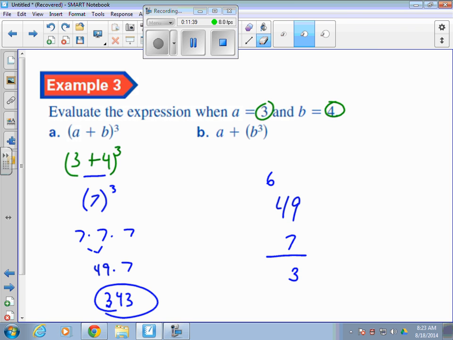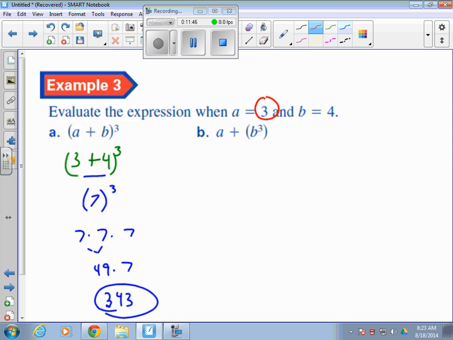Okay. For A plus B to the third power, notice again, as we read it, it sounds exactly the same. But when we plug it in, it's going to act a little bit different. A is going to be 3, plus B to the third power means B to the... I wrote in the wrong number. Make sure you don't do what I just did. B is 4 to the third power.